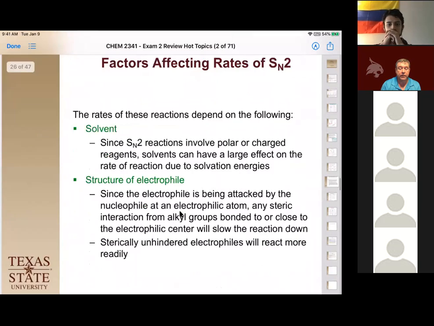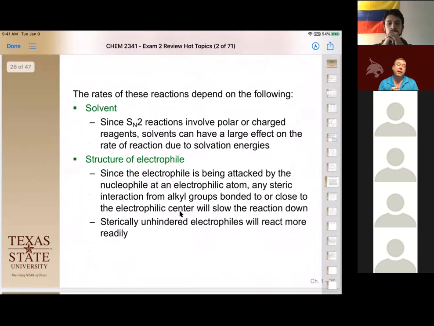Okay, then solvent also affects it as well. It's not a requirement to have a polar protic solvent as it is in an SN1 reaction. However, polar and charged solvents can have a large effect. And this is especially important when you have halides. The halides, if you have a polar protic solvent, it changes the reactivity of the halides, okay? In a polar aprotic solvent, your iodine is the better nucleophile. In the protic solvent, it's the other way around. So watch out for that.